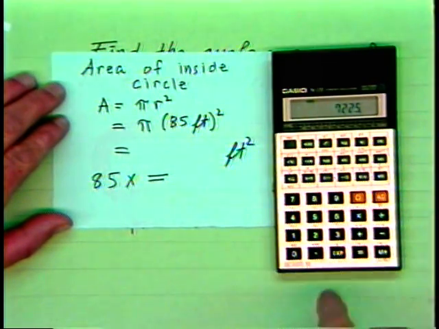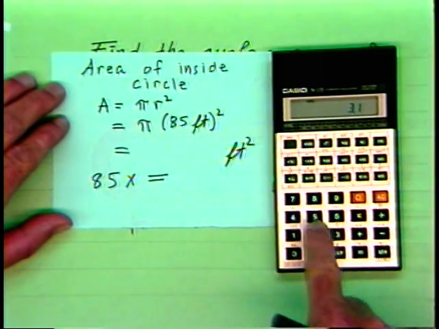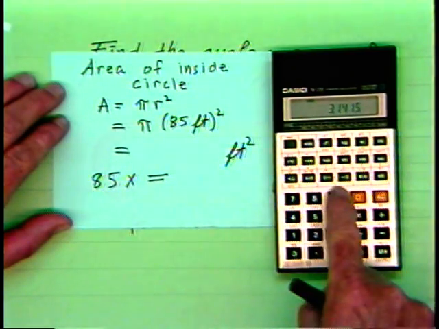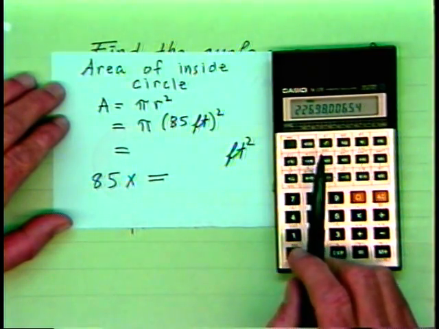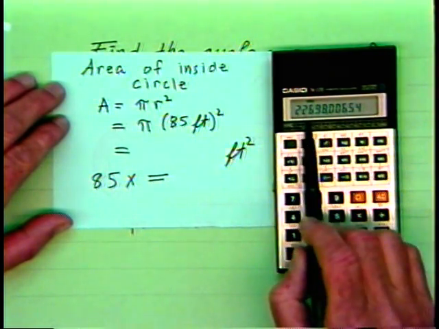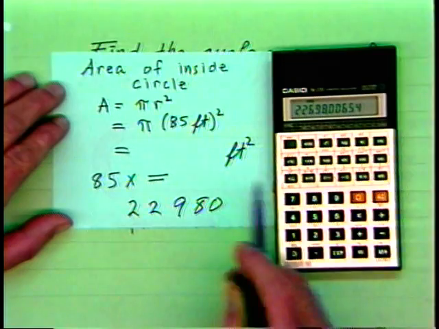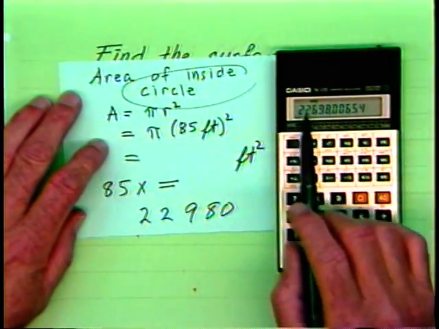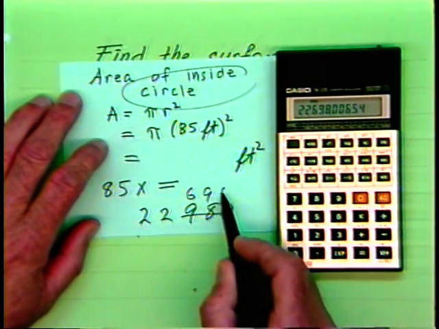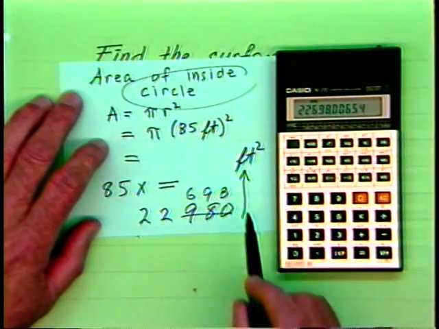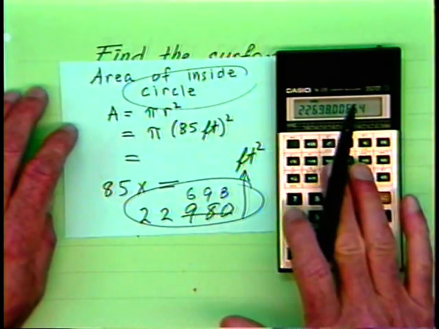then times pi, and if you didn't have pi in your calculator, you'd have to enter it. 3.1415926, as much as you need, then equal, and let's round this off to the nearest whole number, which would be 22,980. Whoops, did you catch that? We had read the calculator wrong. That's 22,698 square feet.